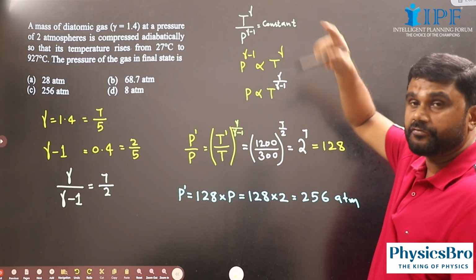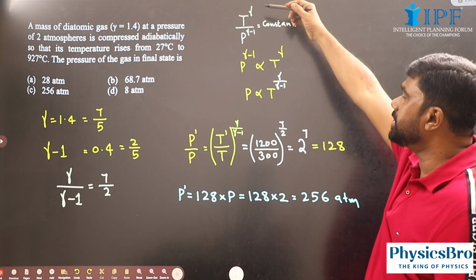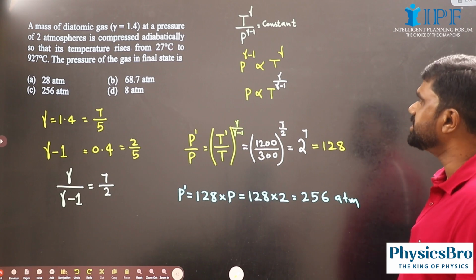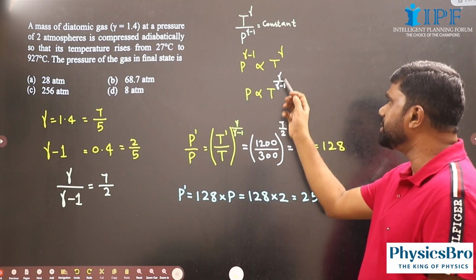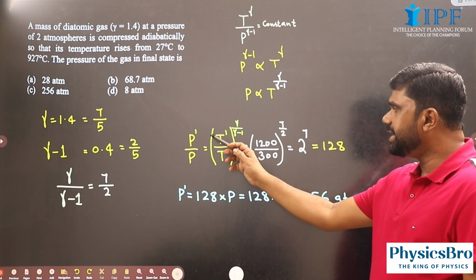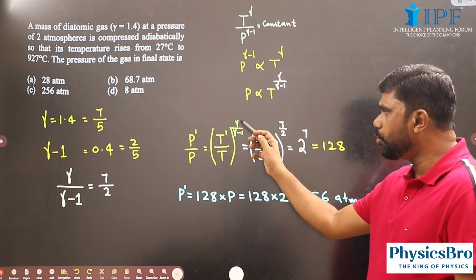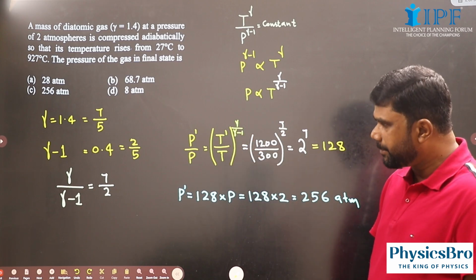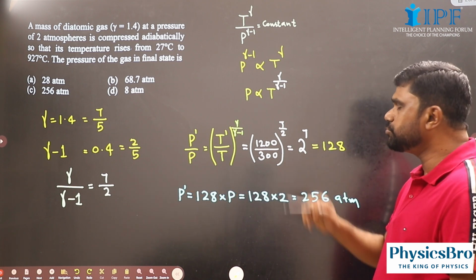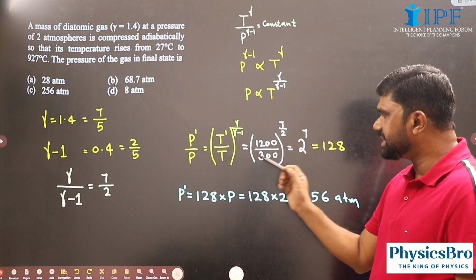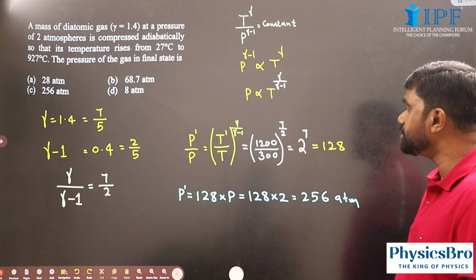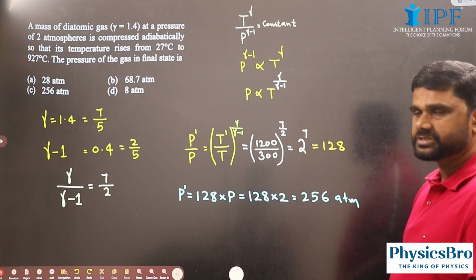Okay, we have for an adiabatic process, T raised to gamma by P raised to gamma minus 1 equal to constant. Or we can say P is directly proportional to T raised to gamma by gamma minus 1. Or P dash by P equal to (T dash by T) whole raised to gamma by gamma minus 1, and that is equal to 7 by 2. See, T dash is 1200 and T is 300. So 1200 by 300 will be 4, or it is 2 square. So we will get 2 raised to 7.